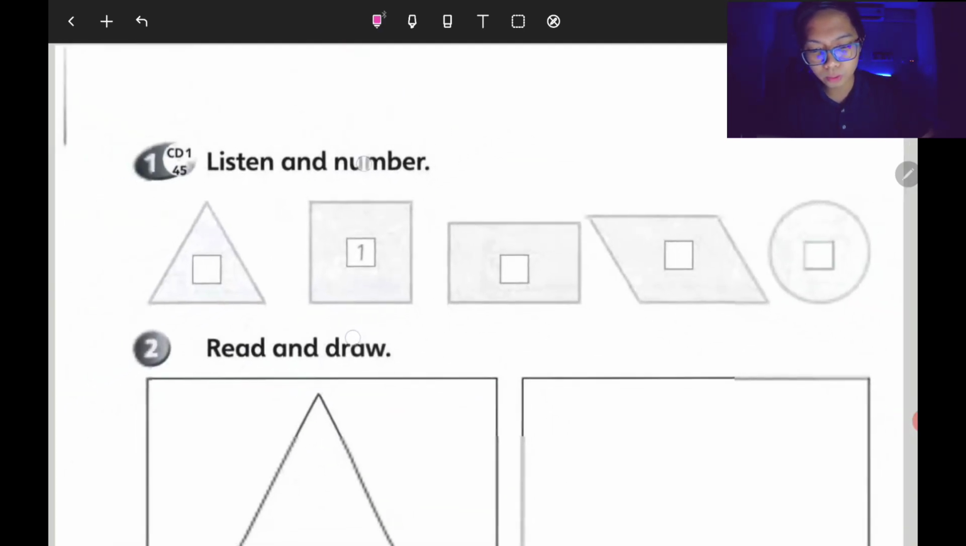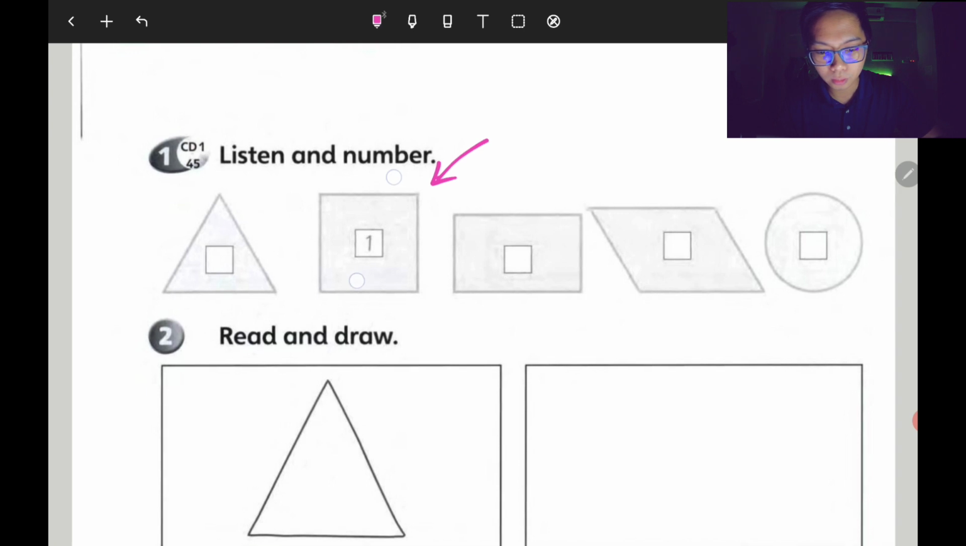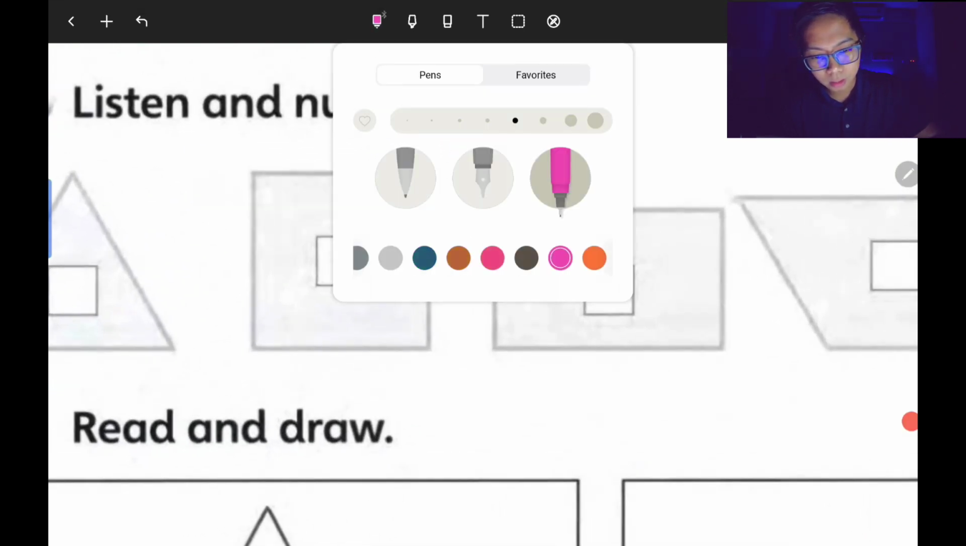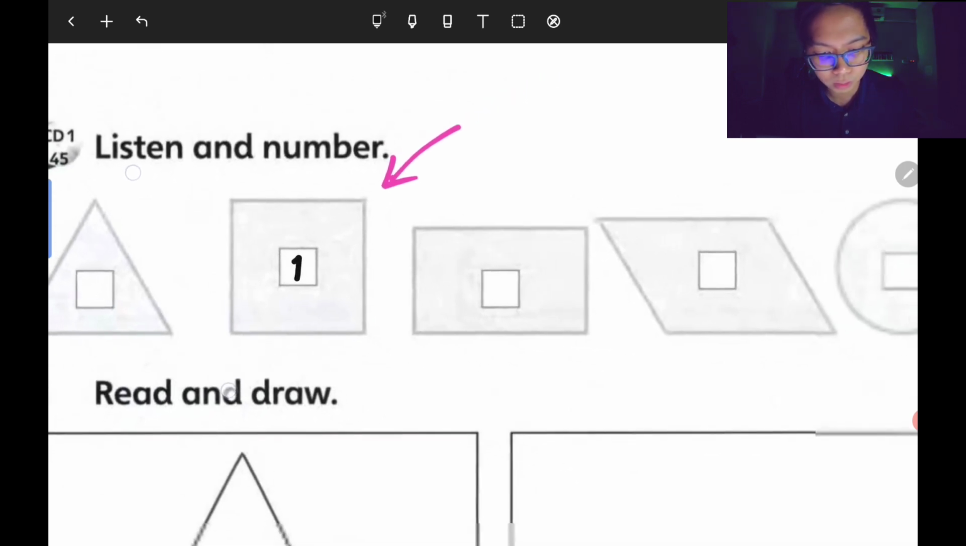Alright, write number 1 in the square. Okay, so there are 5 shapes that we have learned just now. Ada 5 bentuk yang kita sudah belajar tadi. So, which one is the shape of square? Of course, this one. You can see right away because they have written number 1. Okay, dalam bentuk segi 4 sama. So if you didn't learn just now, kalau kamu tidak paham tadi, susah mau jawab. So you have to really understand the shapes first.